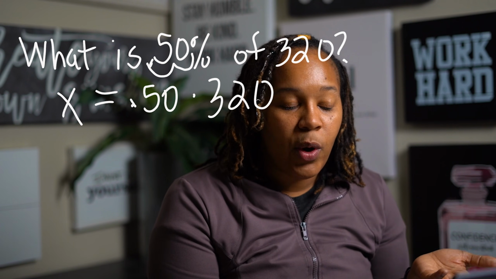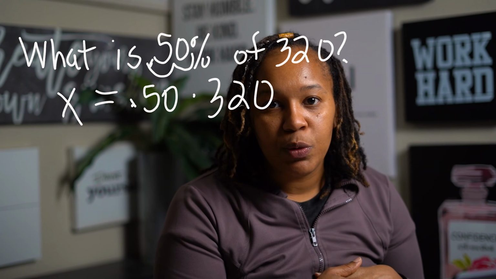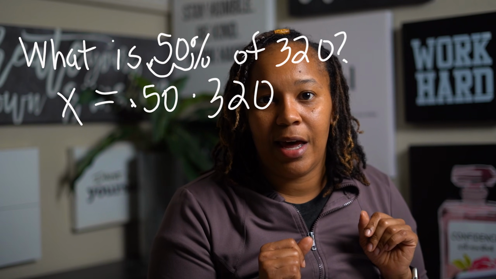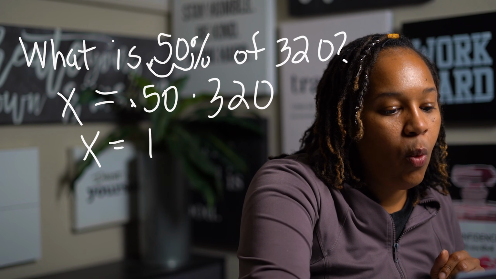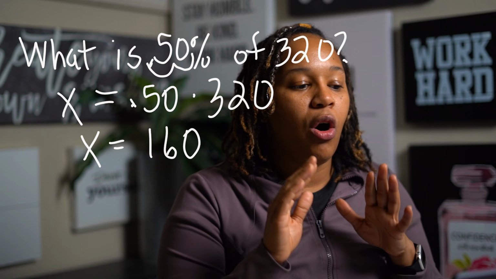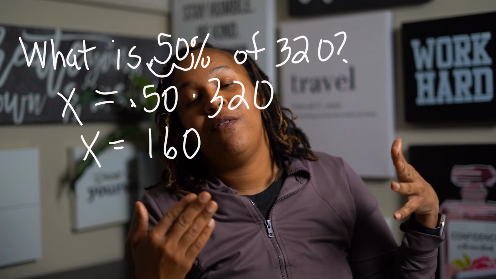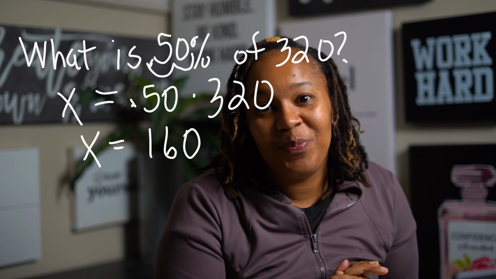So in this equation, what you have is X is equal to 0.50 times 320, and all you do is multiply that out. You can use a calculator, because on the TSI exam, you can use the basic calculator. That ends up giving you 160. So 160 is 50% of 320. And when you think about it, that's half. That is half of 320. Let's look at another example.